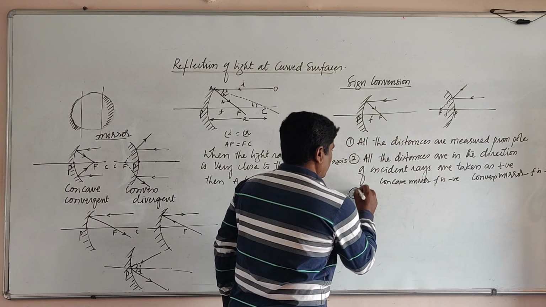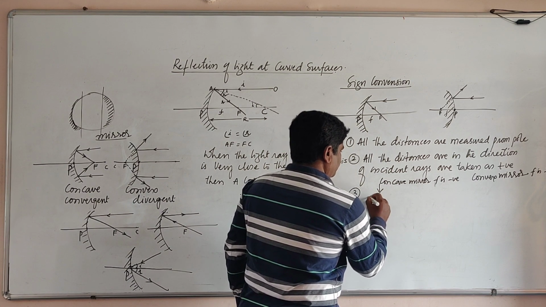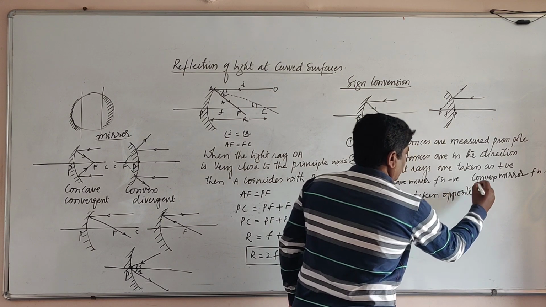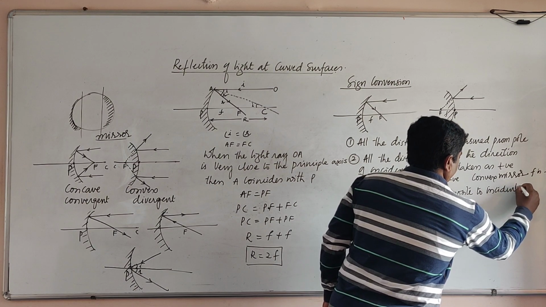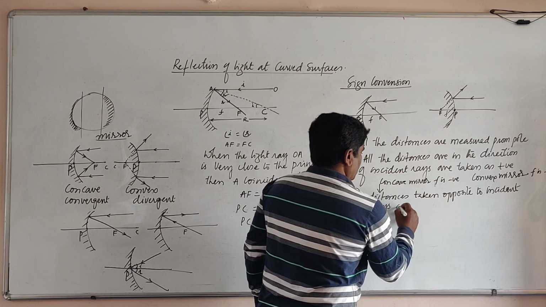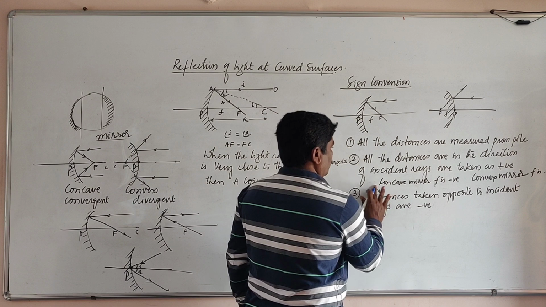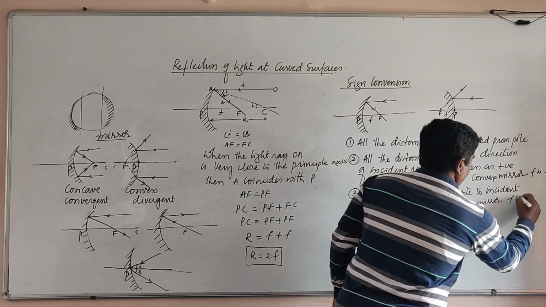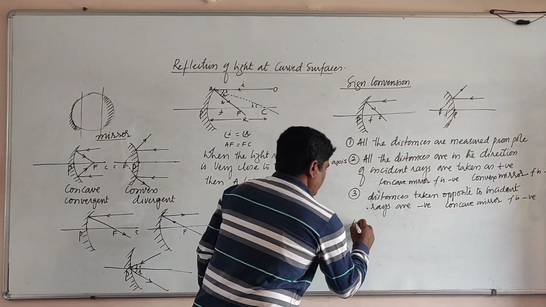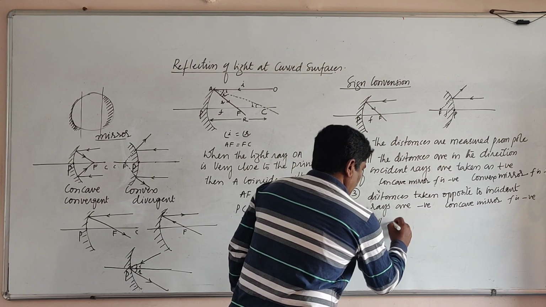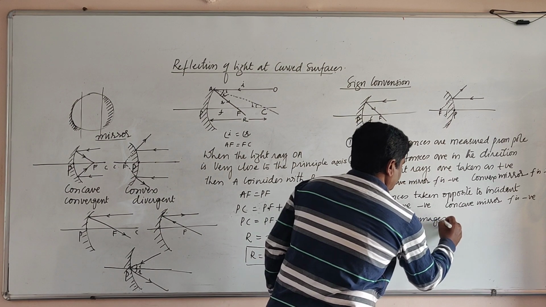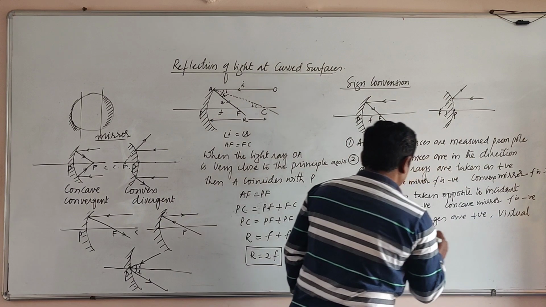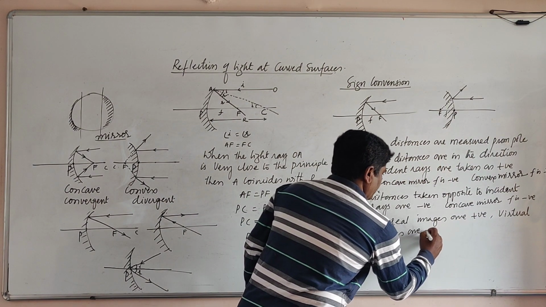But the third rule is what? Distances taken opposite to the incident ray are negative. Like this example we have taken, in the case of a concave mirror, F is negative, you can say. Now the fourth one: all real images are positive. Virtual images are taken as negative. Virtual images are negative.